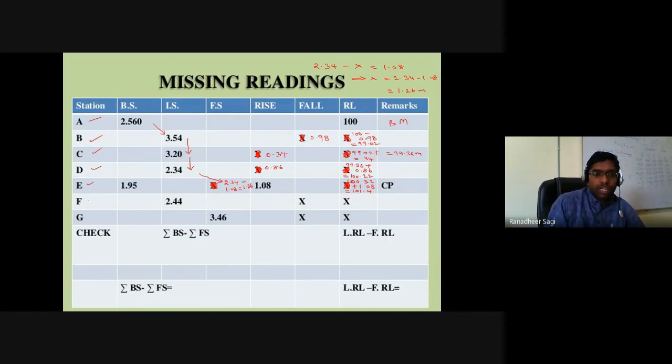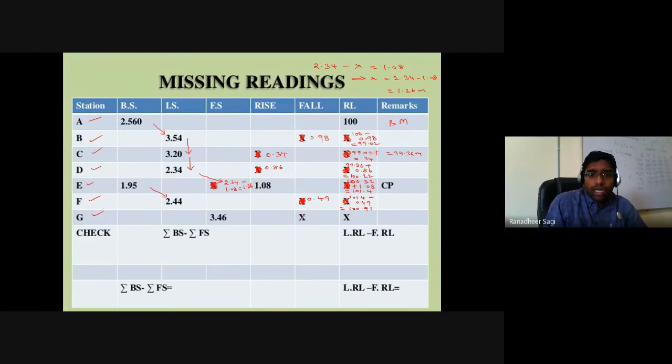Next, moving on to point F to understand any missing entries. So at point F, the fall data is missing. So the difference in elevation, the difference in the staff readings, obviously comes out to be negative. That's why it is listed under fall. So next, RL value at point F. RL value at point F is nothing but RL value of point E, which is 101.4, and it is a fall data, so minus 0.49.